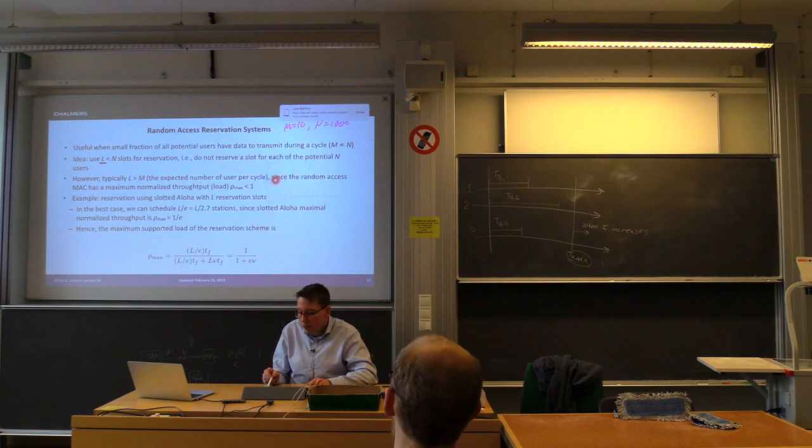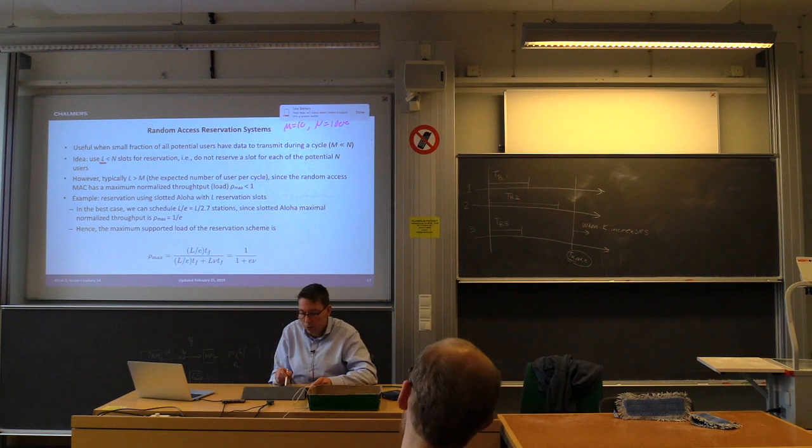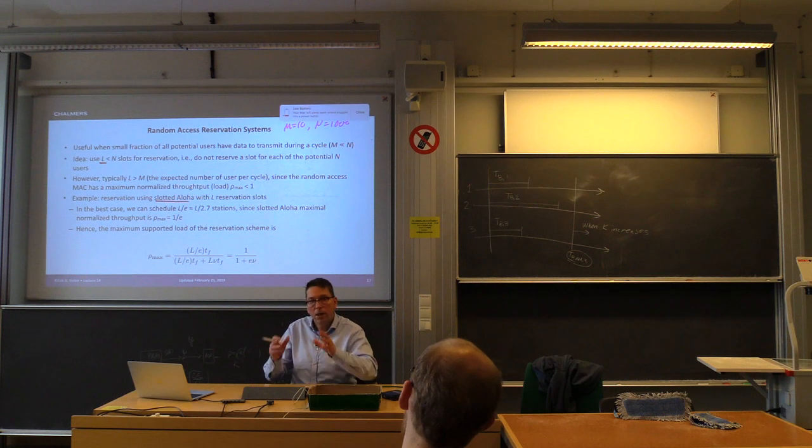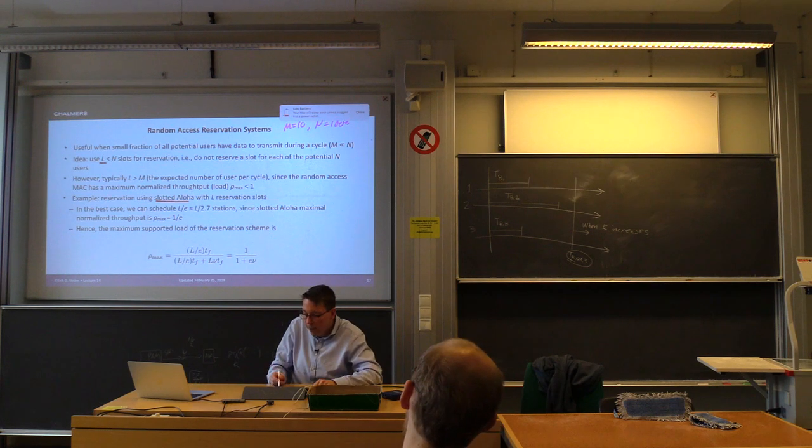And why is that? It's because the random access MAC that we use for assigning these L reservation slots has a maximum normalized throughput which is less than 1. To make this clear, suppose we use slotted ALOHA in the reservation part. So we use a random access scheme to do the reservation, and we have L slots. Then in the best case, we can schedule L over e, or L over 2.7 stations, because the slotted ALOHA maximum normalized throughput is 1 over e.